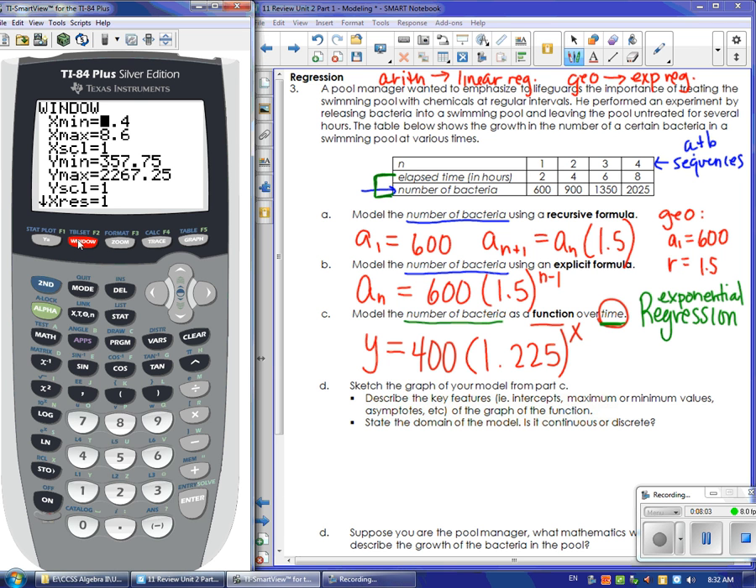So if I go to my window, I'm going to actually make my x min negative, let me go ahead and just make it -5, and I'm going to let this go up to 15. And then with my y min, I'm also going to make that -5 as well. And I'm going to let the max go up. I'm going to round that to 2,500. And I'm just going to do this so it's neat.